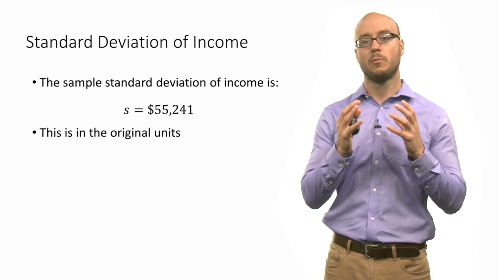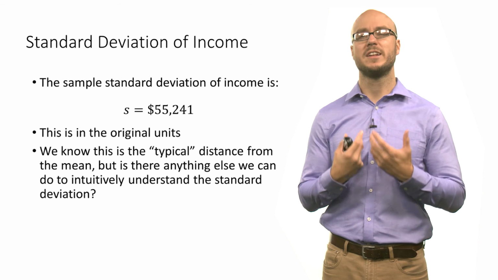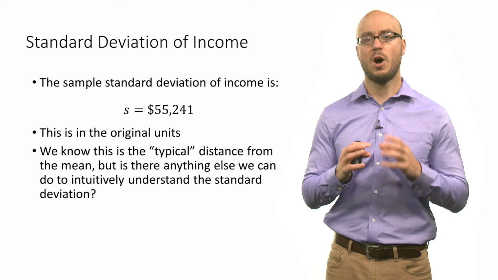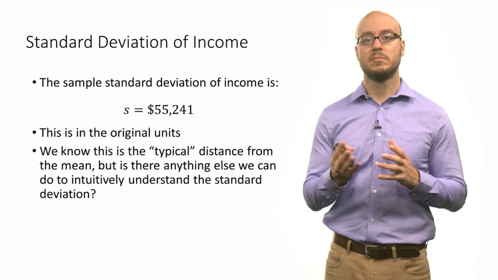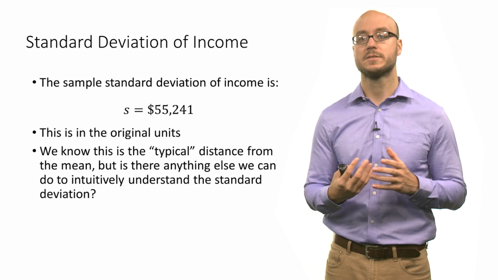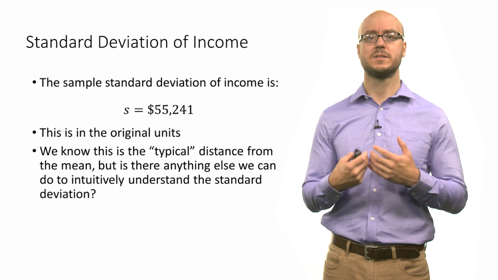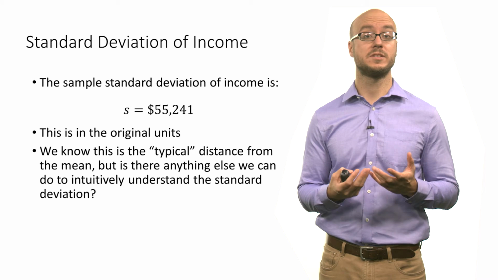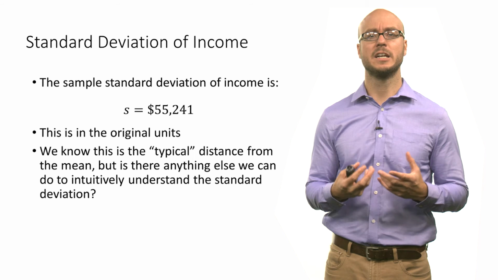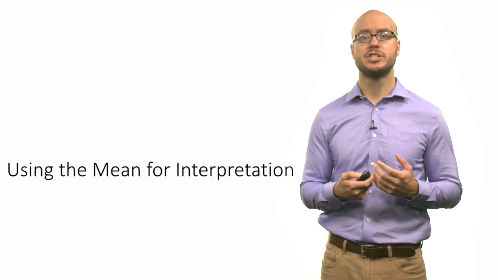And when we talked about what the standard deviation and variance mean conceptually, the standard deviation gives you an idea of the typical distance of our observations from the sample mean. So on average, you might say that people are different in the United States in terms of income by about $55,000. But how can we interpret this? Certainly it's more interpretable than the variance because the units are in US dollars rather than US dollars squared. But is there anything else we can do to really get an intuitive understanding of what the standard deviation of income means and what the standard deviation means in general?